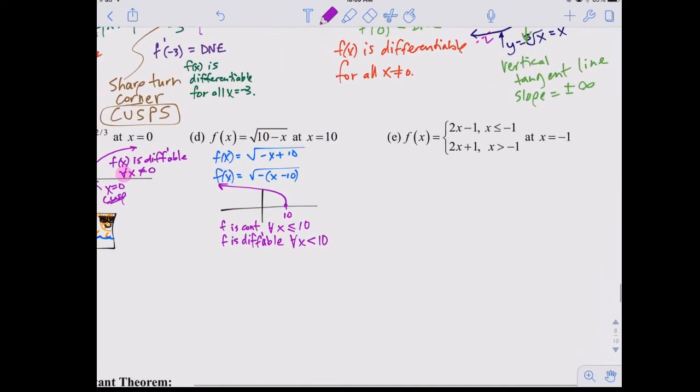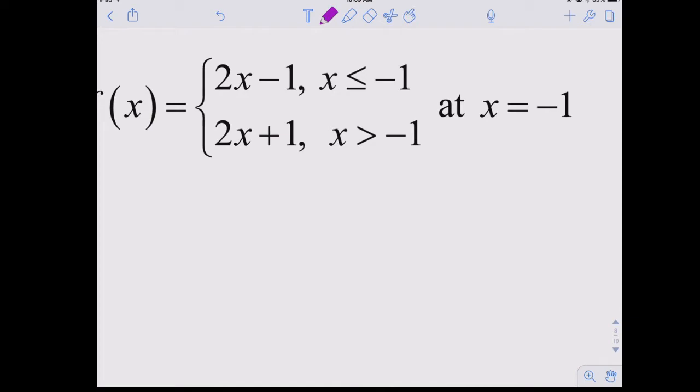All right, and then the last one here, we have a piecewise function. Everyone loves piecewise functions. Now, it says to analyze this at -1. Notice what's going on here at -1. To the left of -1, it's going to graph as a line with the slope of what? 2. And to the right of -1, it's going to graph as another line with the slope of 2. So on either side of -1, what are the slopes everywhere?